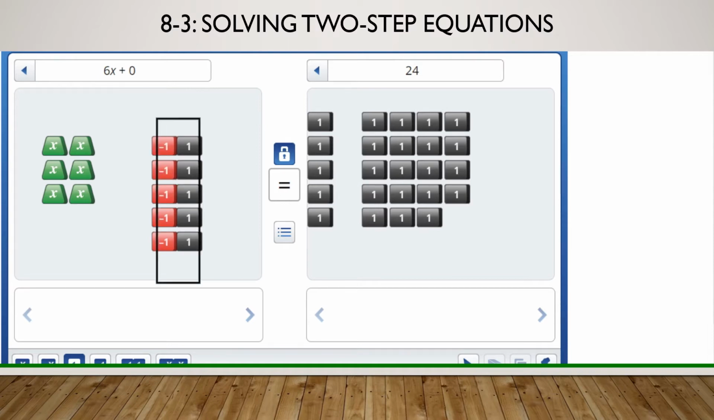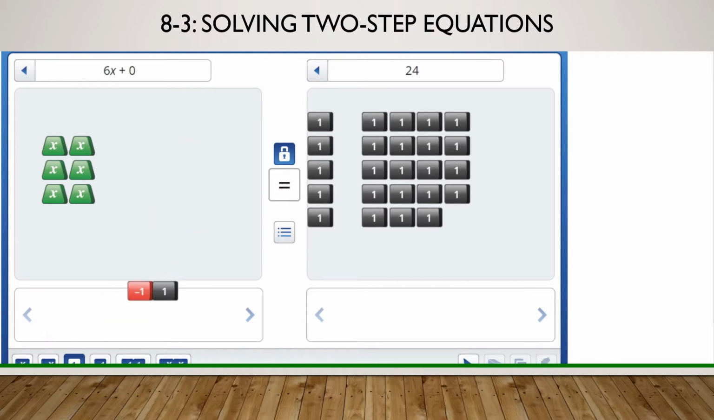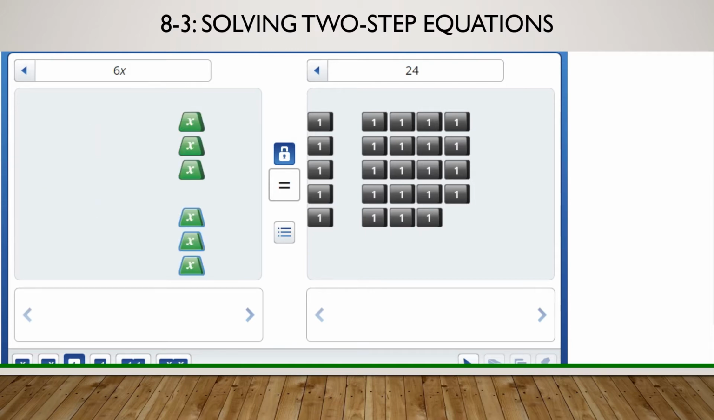So all of these 0 pairs, I'm going to get rid of them because they cancel out, and I'm just left with 6x on this side. So we have 6 x's on this side. Now I have to go ahead and evenly divide them into groups. Alright, so now I have my 6 x's over here. So over here with my 24 ones, I'm going to have to divide them into 6 even groups.